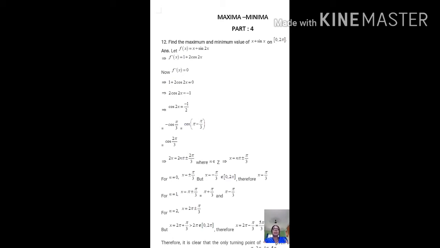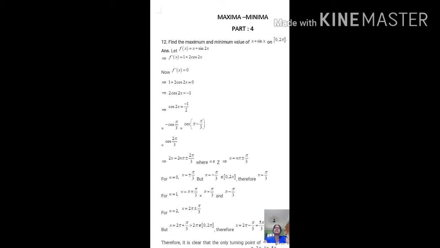And the local minimum is just the opposite. If f dash x changes from negative to positive, that is, f dash x is more than 0 at every point sufficiently close to the right of C, then C point is called the local minimum. And if f dash x does not change its sign, then such a point is called the point of inflection.